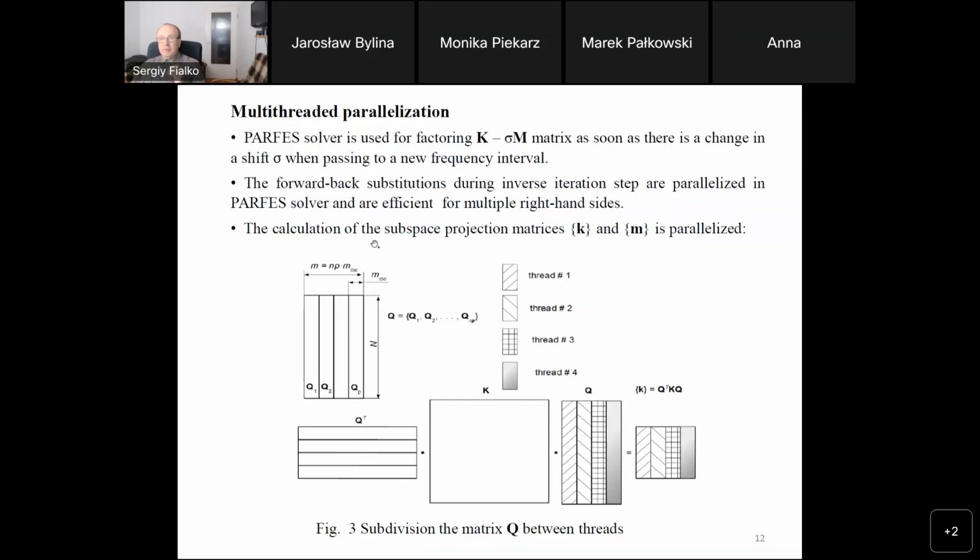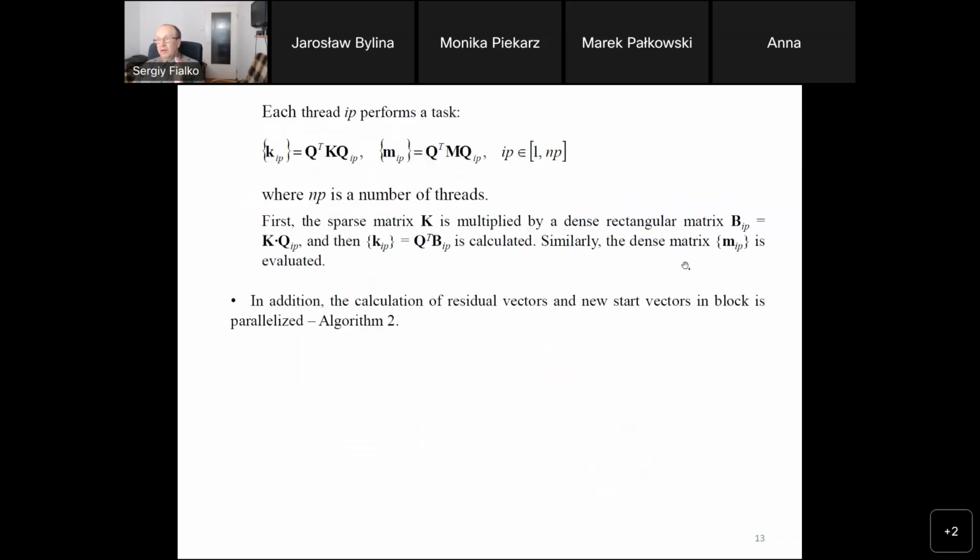Then, we parallelize the calculation of the subspace projection matrices K and M. Here is shown the subdivision of the block Q into parts. In this example, we demonstrate it for 4 threads. In the parallel region, we simultaneously multiply the matrix K by parts of this block Q and obtain the auxiliary buffer B_ip, where ip is the thread number.